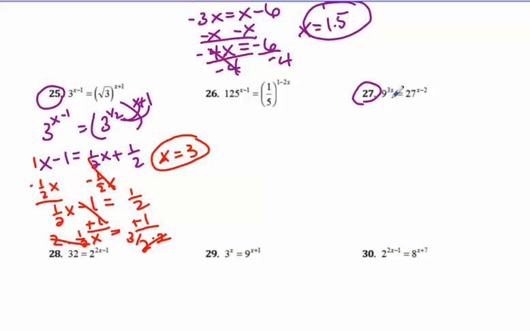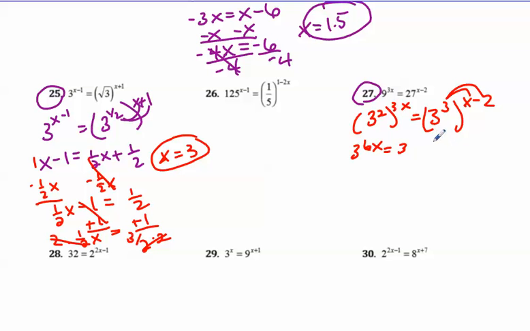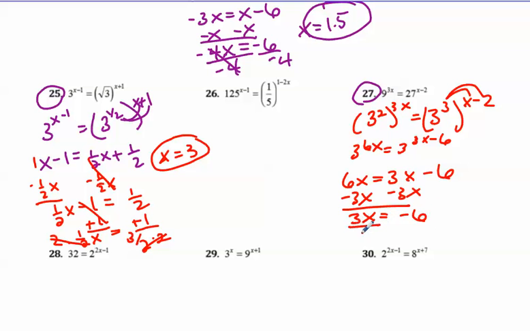Alright, this is also powers of 3, so 9 is 3 squared. And then there's your 3x. 27 is 3 to the third. And that's your x minus 2. So you're going to raise a power to a power, and you have 3 to the 6x equals 3. And distribute, so you get 3x minus 6. Now the bases are the same, so I can say that the exponents are the same. Subtract the 3x. So 3x equals negative 6, and dividing it by 3, x equals negative 2.